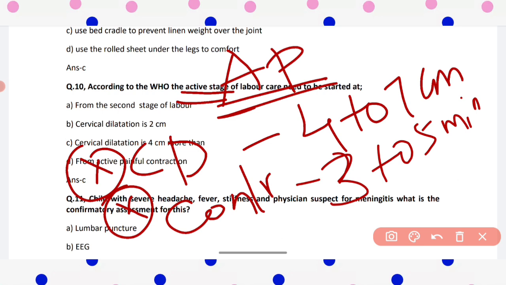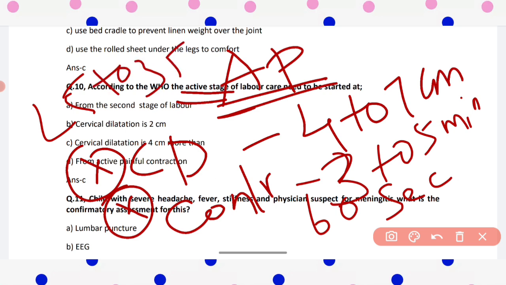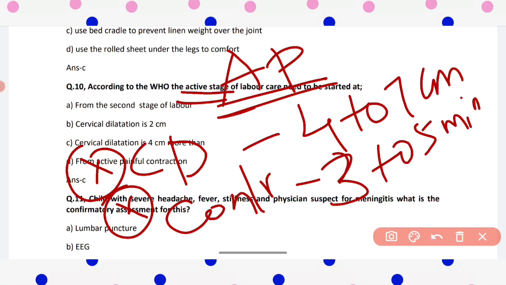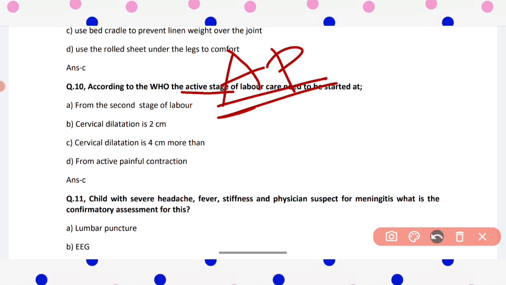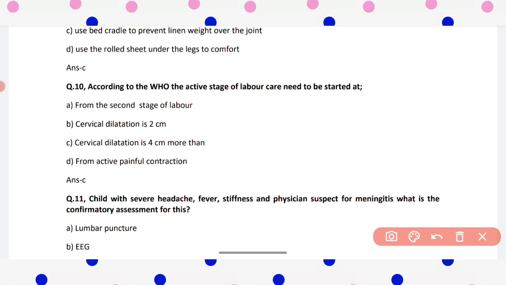In latent stage, it is more than 5 minutes, means in between two contractions, the time period is more than 5 minutes. Whereas here, every 3 to 5 minutes the contraction is happening. And the contraction is lasting for 60 seconds in active phase. Whereas in the latent phase, how many seconds does it last? Only 25 to 35 seconds. Whereas here, 60 seconds, the contraction is continuously maintained. And the severity of the contraction is moderate to strong, whereas in the latent phase, the severity is mild.